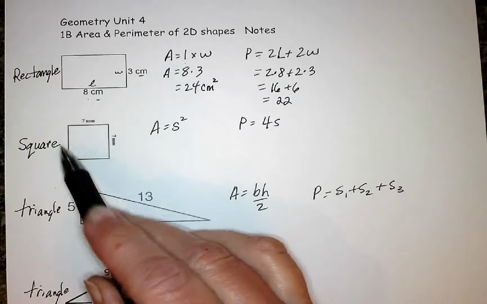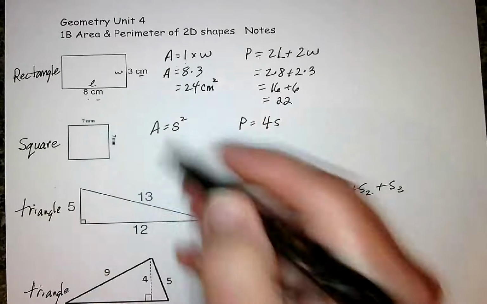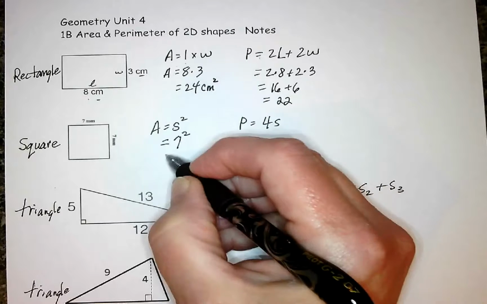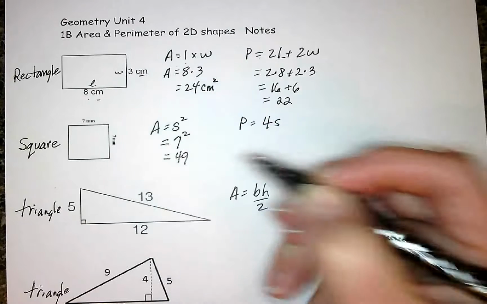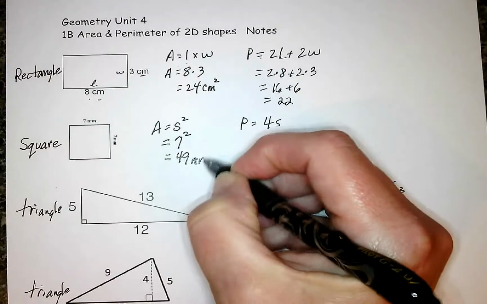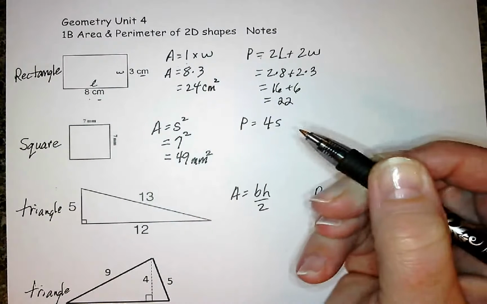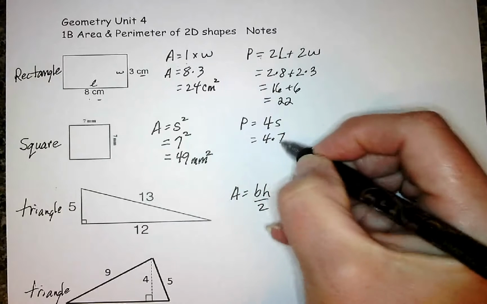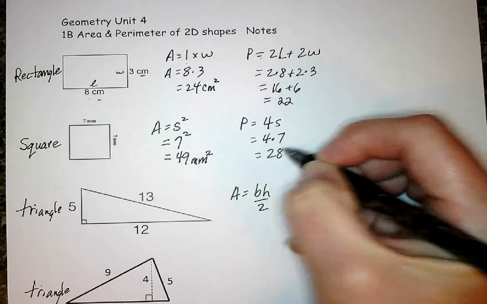On a square by definition, all 4 sides are the same. For area, I'm going to take that side and I'm going to square it, which means 7 times 7, or 49 millimeters squared. For the perimeter, I'm going to take 4 times the side, and that's going to give me 28.